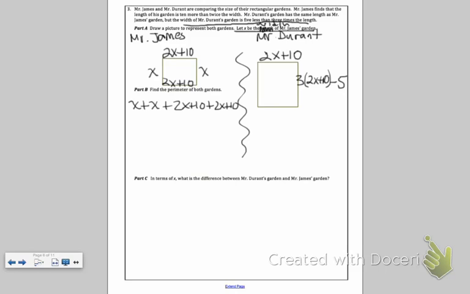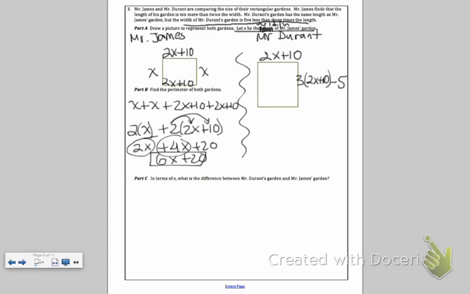So one way that we can represent this expression is by actually writing out all the sides and adding them up. But notice we have 2 times whatever the width is plus 2 times whatever the length is. So that's 2x plus, we have to use distributive property to eliminate the parentheses, 4x plus 20. So finally, by combining our like terms, we have 6x plus 20 that represents Mr. James's garden.